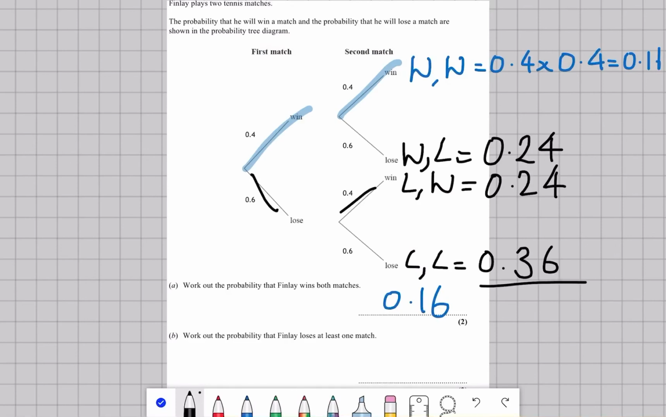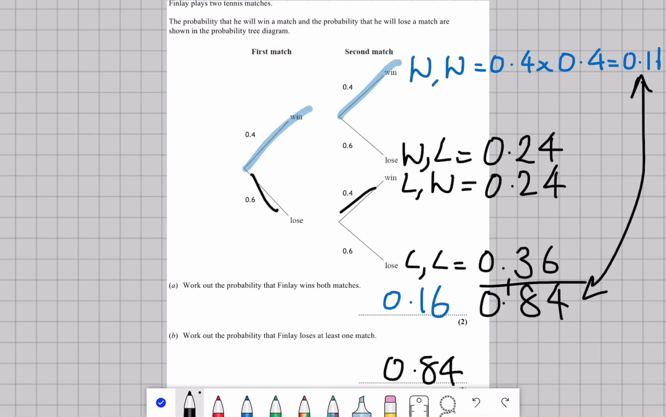So loses at least one match, if I add those together, I get 0.84. And I can check because they add up to 1. So 2 marks for each of those.